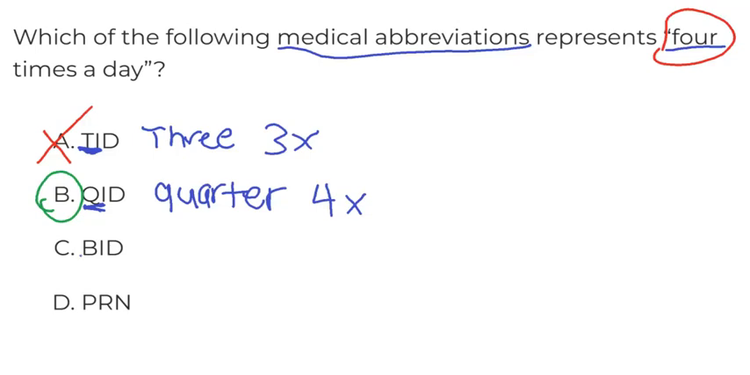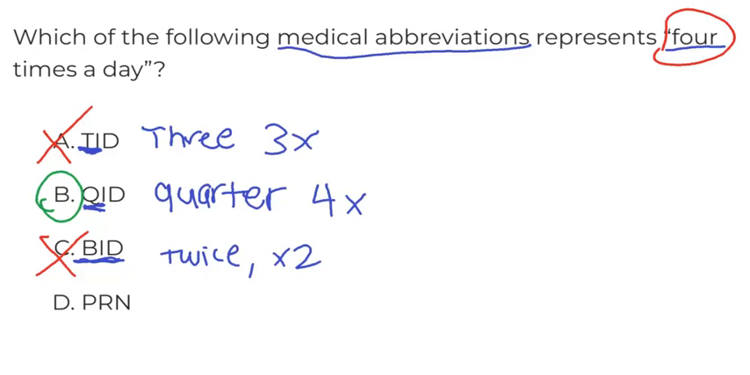Option C says BID, and BID is the term used for twice a day. Twice or times 2. So we know that that's not correct because our question is asking us about 4 times a day.